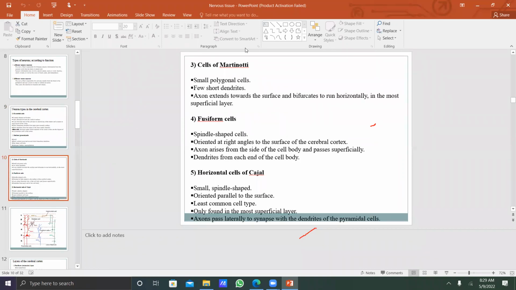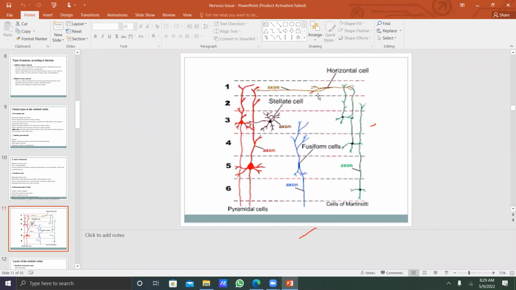The third cell type is the cells of Martinotti. These are small polygonal cells and they have short dendrites, with the axon extending towards the surface and bifurcating to run horizontally. These are the cells of Martinotti.